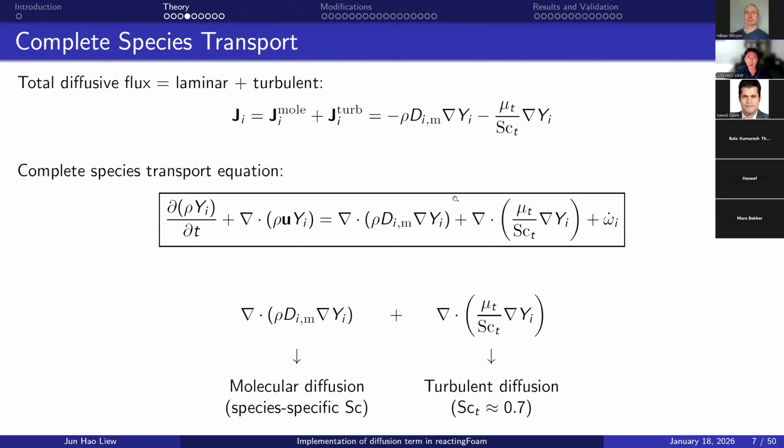If we substitute all these equations in, the total diffusion flux is basically equal to the laminar molecular diffusion flux plus the turbulent diffusion flux. It's too many terms here. If you add all this together and substitute it into the species transport equation, you get a complete equation. Same thing here, if we break everything down, the first term is just the molecular diffusion, and the second term is just the turbulent diffusion.